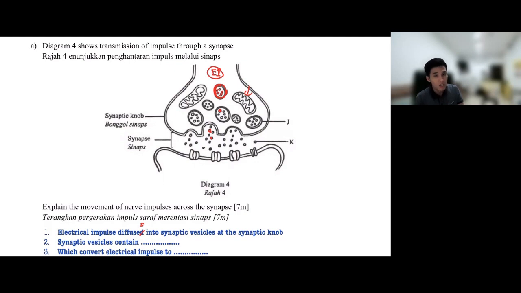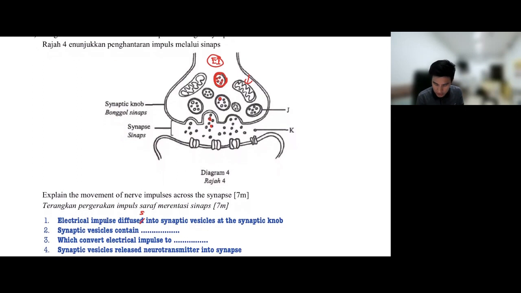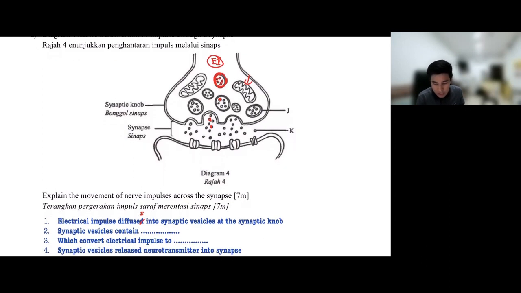Okay, then the next thing is your synaptic vesicle will release the neurotransmitter into the synapse. So you convert to chemical already, meaning you can take the impulse across. So the next thing, your synaptic vesicle will then release the neurotransmitter into the synapse, into the gap here.